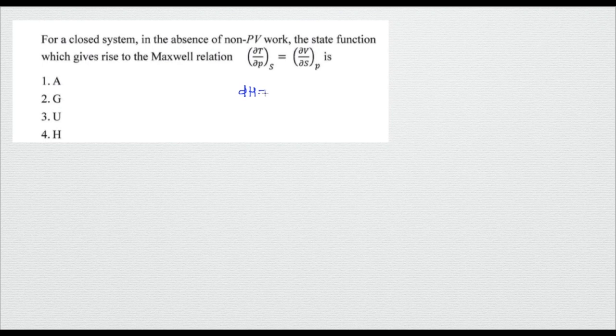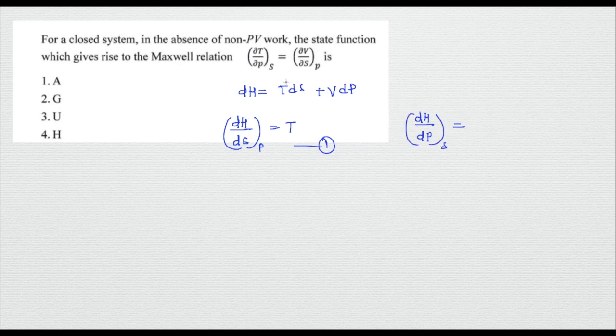We know that dH, that is enthalpy, is given by TdS plus VdP, right? Now if I differentiate this, dH by dS, taking P as constant, ds will become 1 and I will just get T over here, whereas since P is constant, the dP term will vanish. So I will just get T. This is going to be my first equation. Similarly, I can differentiate dH by dP at constant S. When I do that, this term will become 0 and I will just get V. So this is going to be equation number 2.